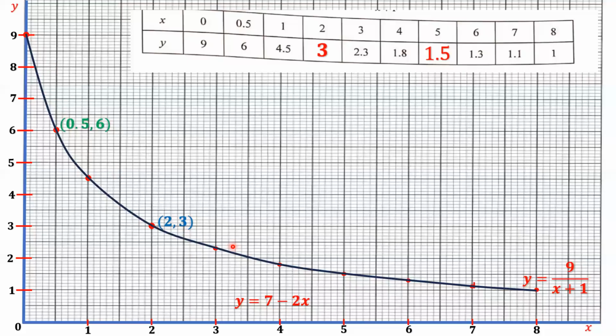I have the labeling right here: y is equal to 9 over x plus 1. That's the name of this curve. And y is equal to 7 minus 2x is going to be the name of the line you're going to draw very soon. So let's move on to the next slide.